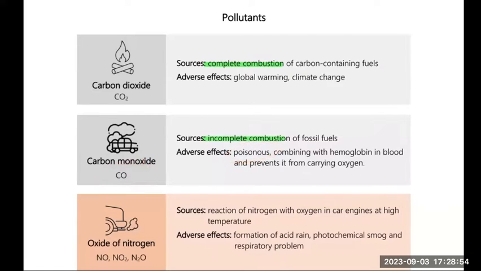Then carbon monoxide, remember, just memorize poisonous gas. In biology, if you learn that red blood cells bind to the carbon monoxide, they cannot take the oxygen. In chemistry, you don't have to explain that. You can just write poisonous gas.